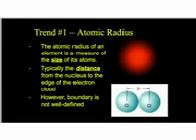Trend number one is going to be atomic radius. The atomic radius of an element is the measure of the size of the atoms. It's typically the distance from the nucleus to the edge of the electron cloud. Based on where an element is located on the periodic table, it can tell us a lot about its atomic radius.